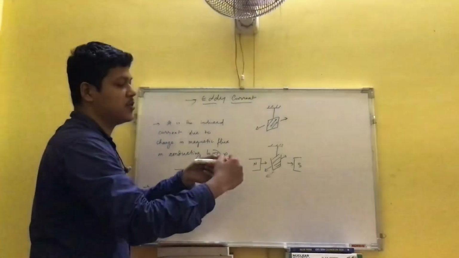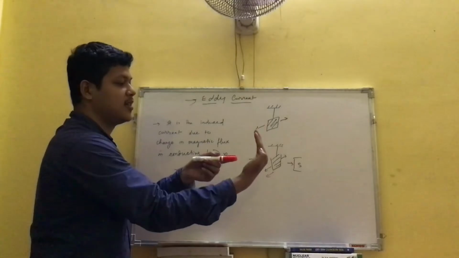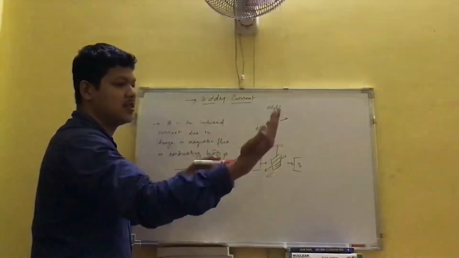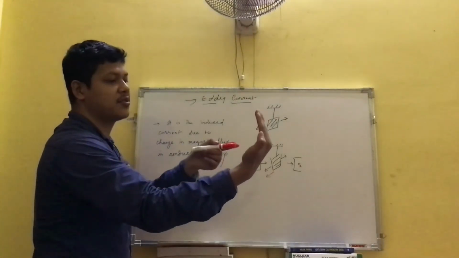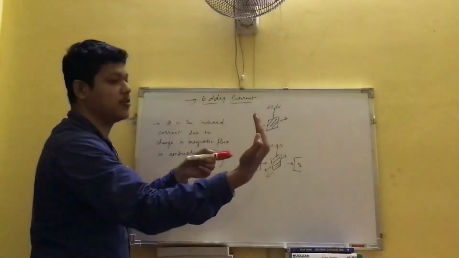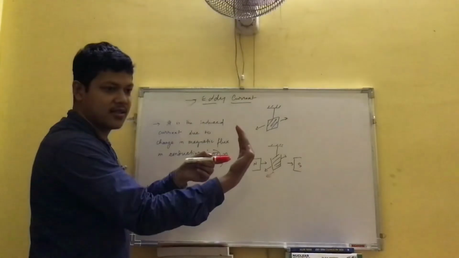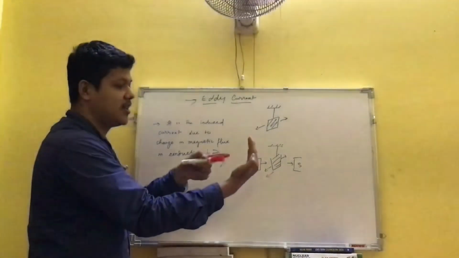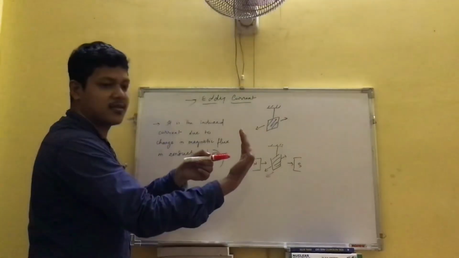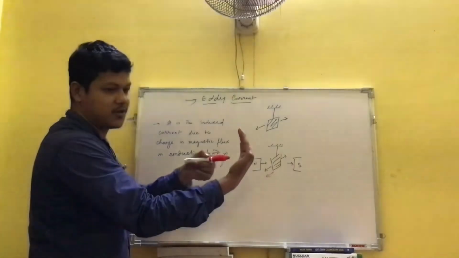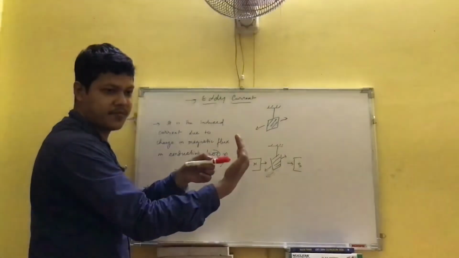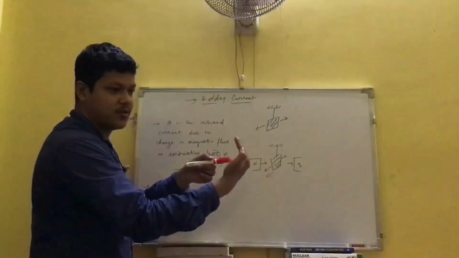And to resist this plate going away from the pole, this face of the plate should appear as south pole. Then this north pole will attract it to resist it, and when it comes close, again this face of the plate will appear as north pole. Then this will repel to resist coming towards the north pole. Hope you have understood this.